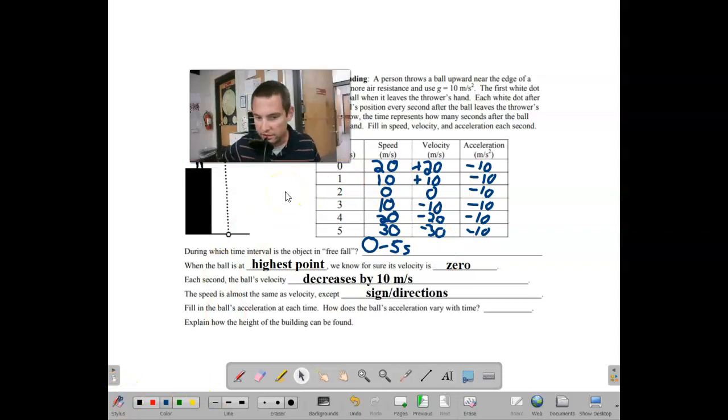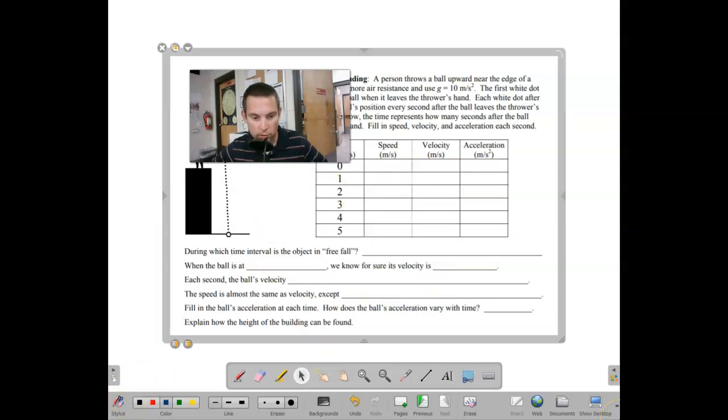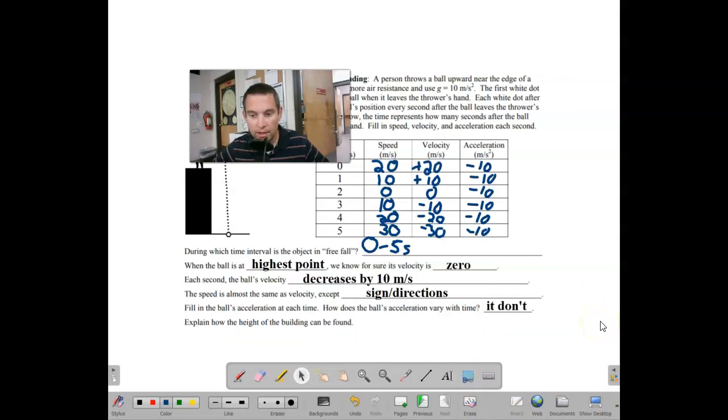Now the speed is almost the same as velocity, except velocity has signs or directions. That's what velocity is, a vector. All right, so we've already filled in the ball's acceleration, and we saw that it was negative 10 meters per second squared at every point along the trajectory. So how does the ball's acceleration vary with time? It doesn't. Sorry, English teachers, but I gave you an indefinite adjective earlier.